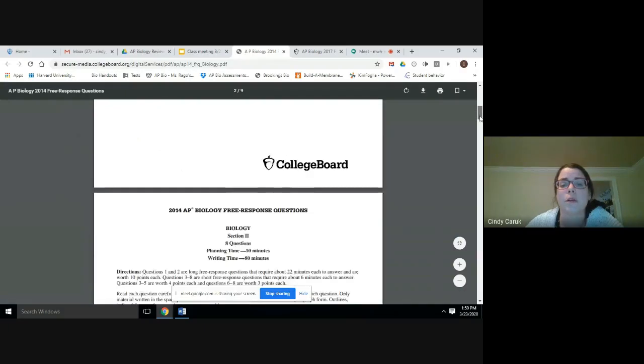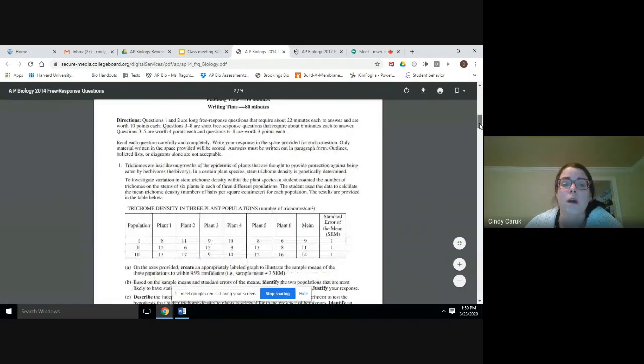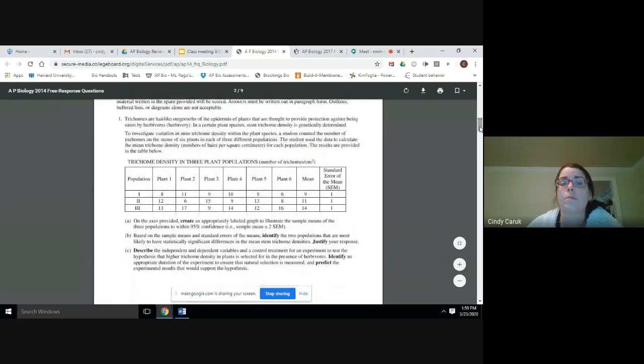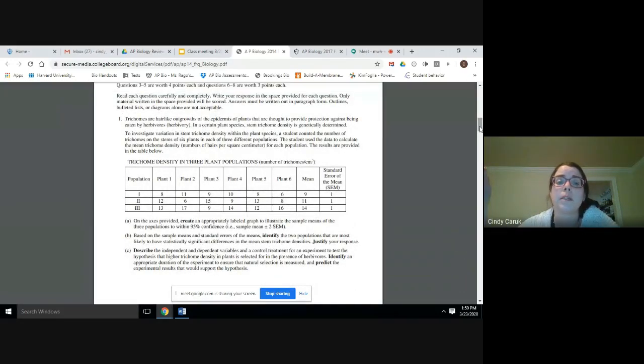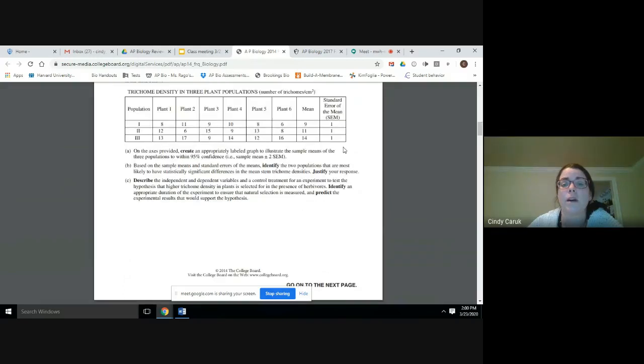And here's another one from 2014. This is on trichome density. Those are the little hairs, if you remember, that are on some plants, and it makes it difficult for the herbivores to eat them. So it's one herbivore protection. And you can see again, you're doing a graph, you're putting in your error bars, right? And then looking at the error bars, you're identifying the two populations that are the most statistically different, meaning their error bars cannot overlap, right?